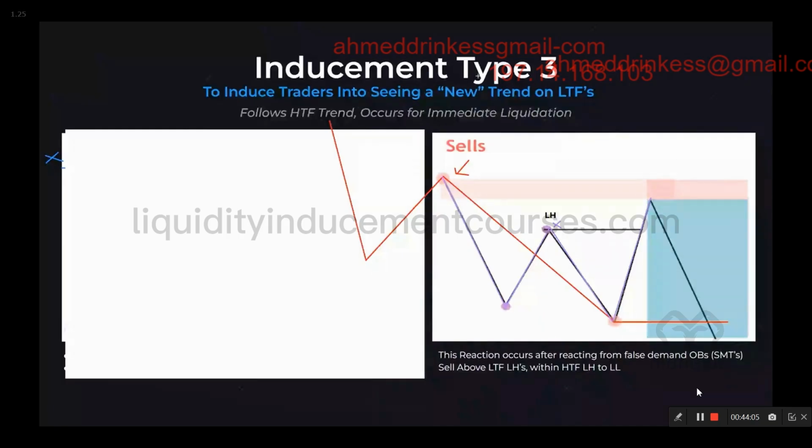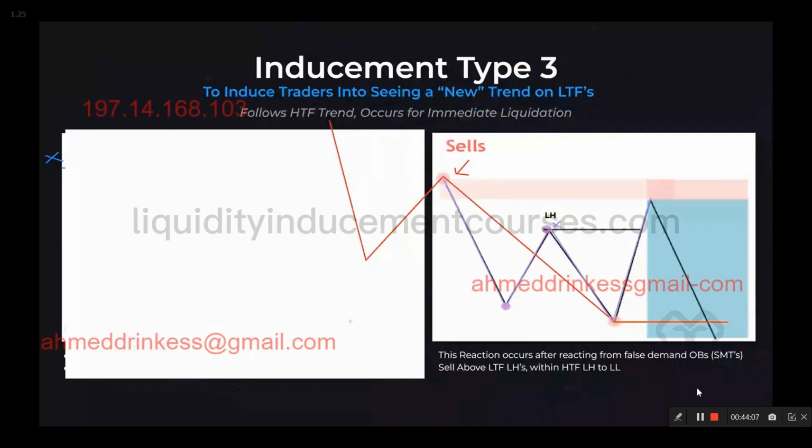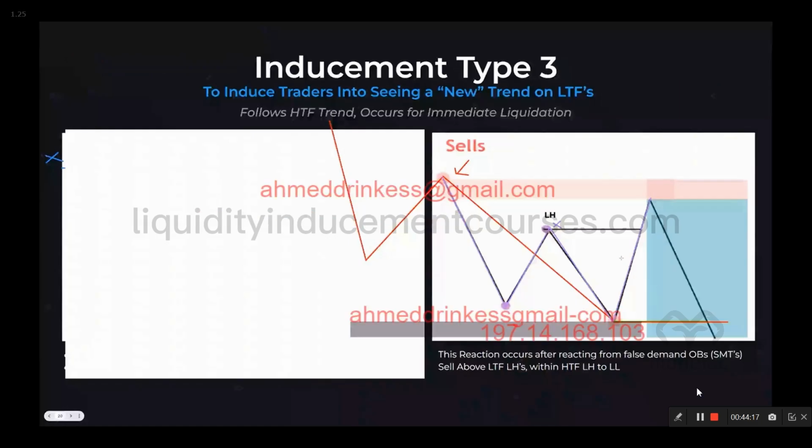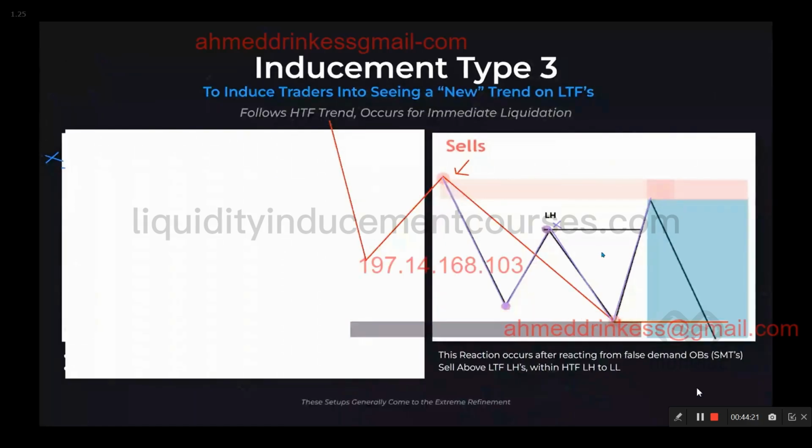This reaction occurs as a result of price mitigating some form of SMT to the left, just to come to mitigate our extreme to go lower. Again, some of my favorite setups. Generally it comes to our extreme refinement, as I've now said a few times.